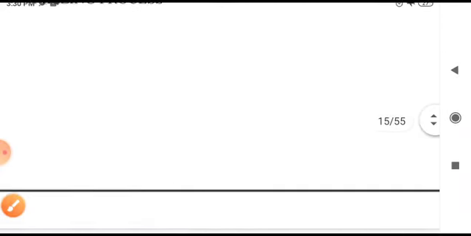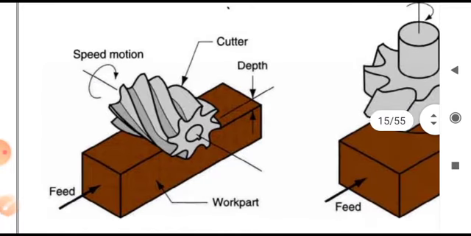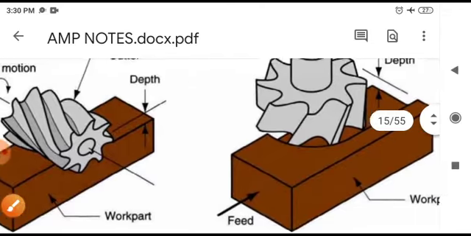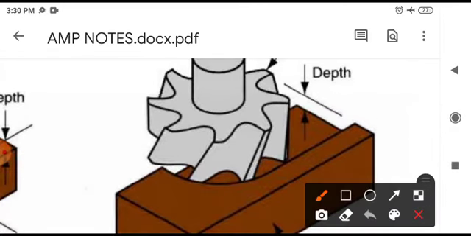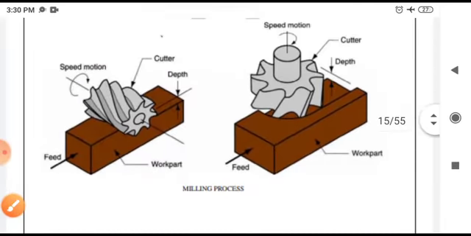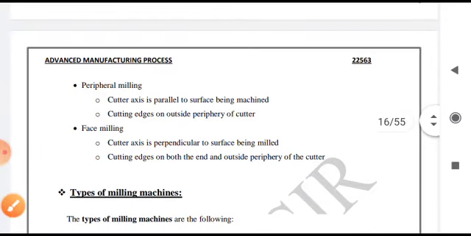You can see over here that this is called the face. This total process is called face milling. But if the same cutter is moved along its periphery, then it is called peripheral milling. In face milling, the cutter axis is perpendicular to the surface being machined, with cutting edges on both the end and outside periphery of the cutter.